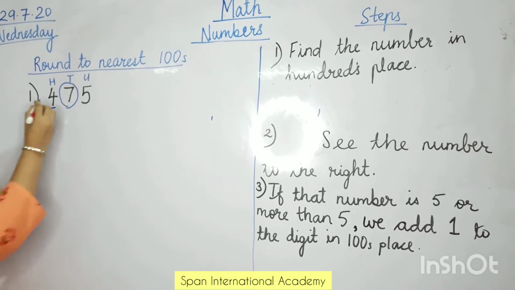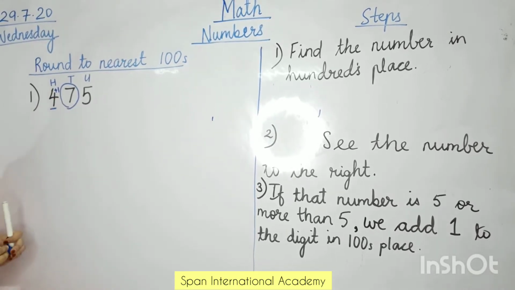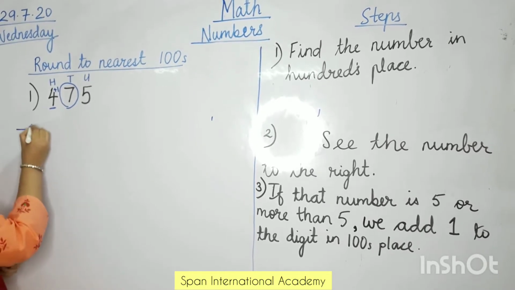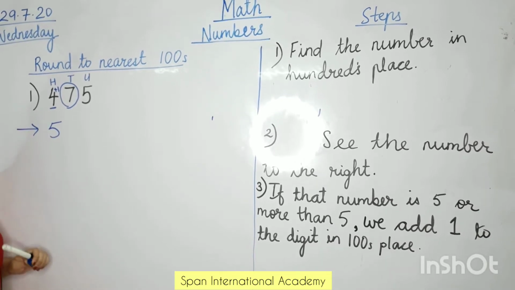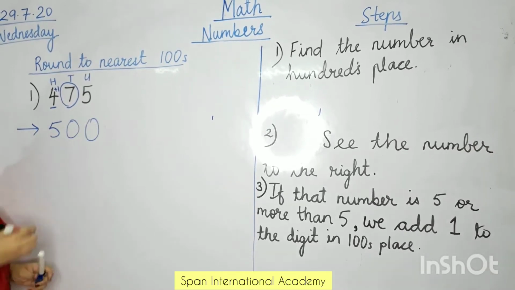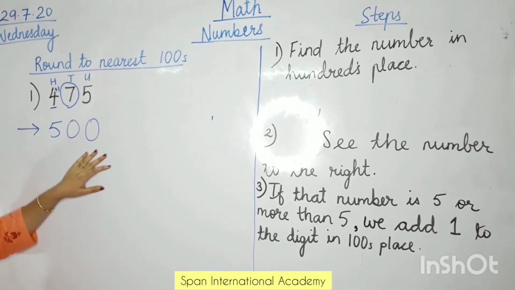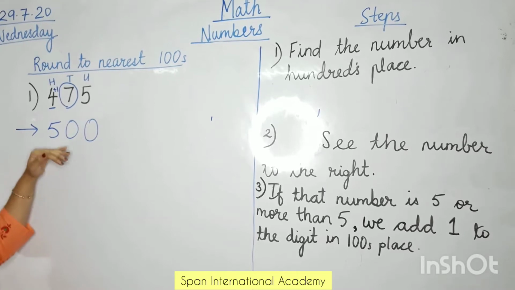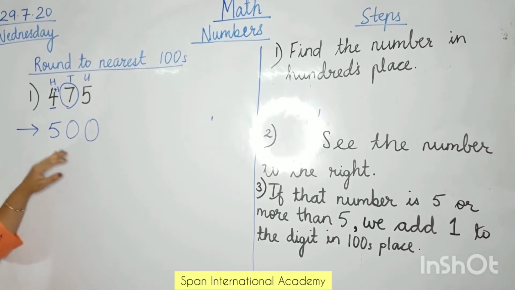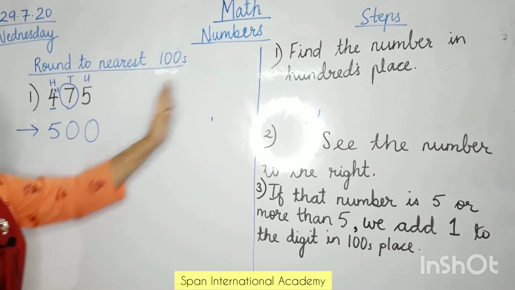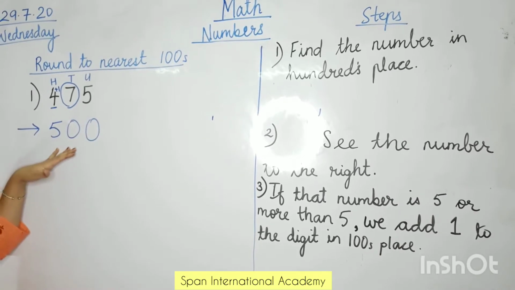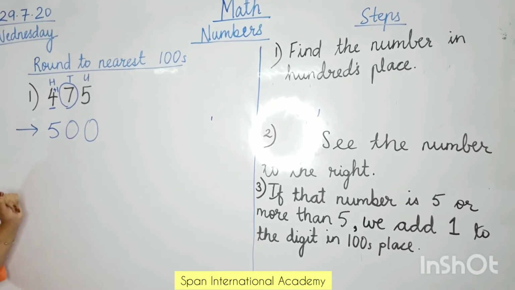So come back to the number. We are going to add 1 to 4. So when we do this, we get the answer as 4 plus 1, 5. Now when we have rounded the numbers to nearest 100, the next place values turn to 0. So after rounding 475 to nearest hundreds, we get the answer as 500. Are the steps clear? We took 3 steps to find which number is nearest hundreds to 475.